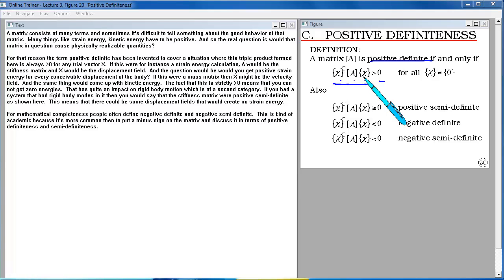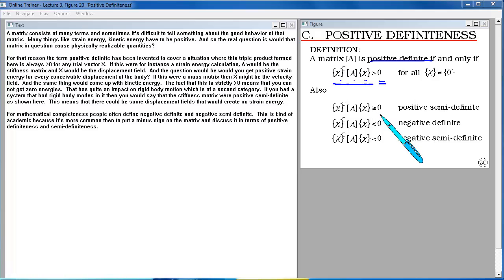If this were a mass matrix, then x might be the velocity field, and the same thing would come up with kinetic energy. The fact that this is strictly greater than 0 means that you cannot get 0 energies. That has quite an impact on rigid body motion, which is of a second category.